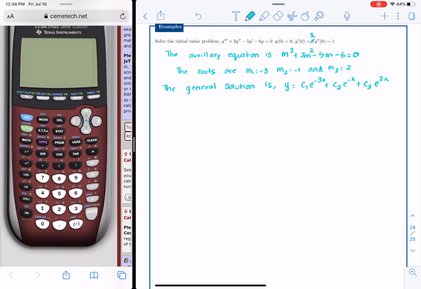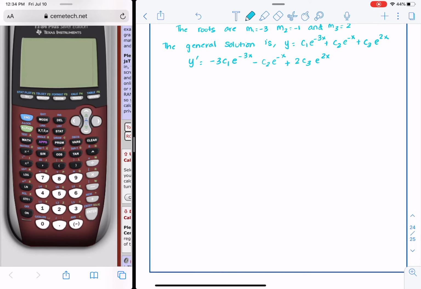We need y prime and y double prime. Y prime is negative 3c1 e raised negative 3x, negative c2 e raised negative x, positive 2c3 e raised 2x. Y double prime is 9c1 e raised minus 3x plus c2 e raised negative x plus 4c3 e raised 2x.